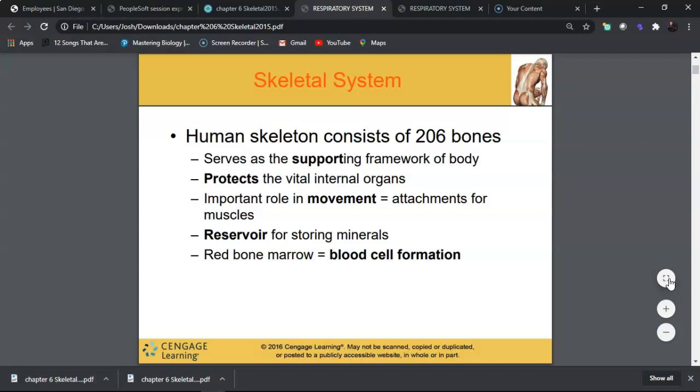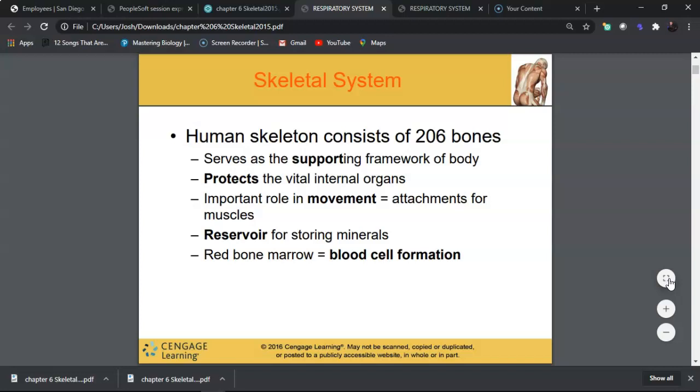We look at the skeletal system as being important for movement, which I kind of already mentioned, but we have attachments for muscles and also for ligaments so that we can connect bone to bone and muscle to bone. The one thing that sometimes people forget about is that when you think of the skeletal system, you think of it as being not alive, but that's not true. Bone is constantly building and breaking down, and so it's a very dynamic process, and it is very much alive.